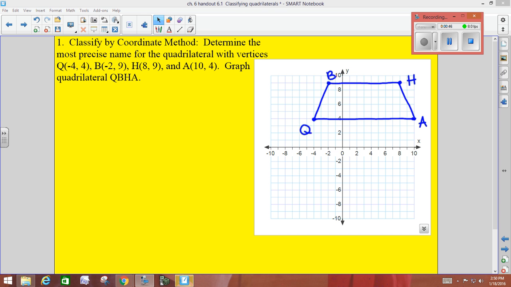And it asks us to give the most precise name. What do they mean precise? My things are on? Which one? Okay.